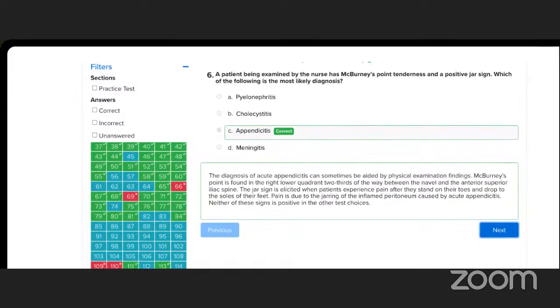A patient is examined by the nurse and has McBurney's sign and a positive jaw sign. What is the diagnosis? The diagnosis of acute appendicitis can sometimes be aided by physical exam. McBurney's point is found in the right lower quadrant, two-thirds of the way between the umbilicus and the anterior superior iliac spine. The jaw sign is elicited when the patient experiences pain after they stand and fold.